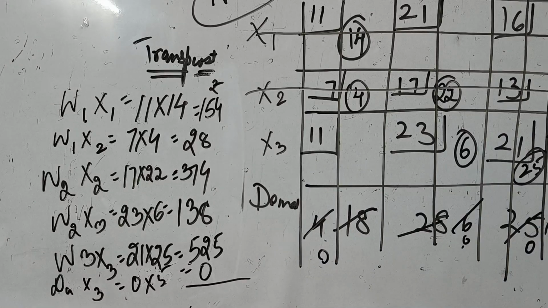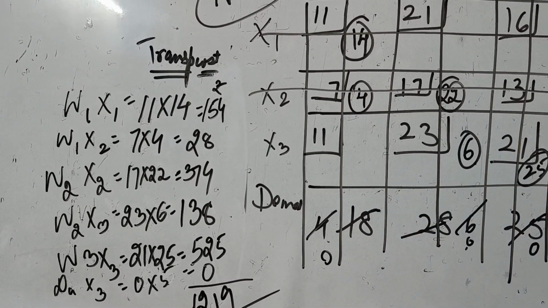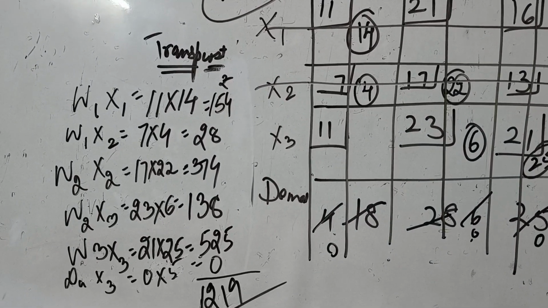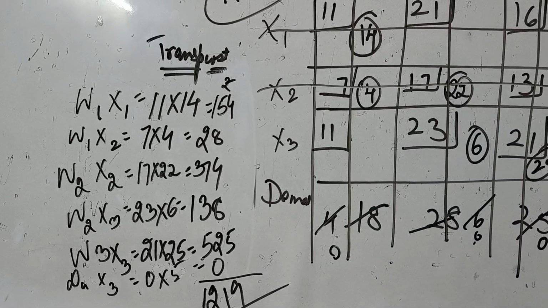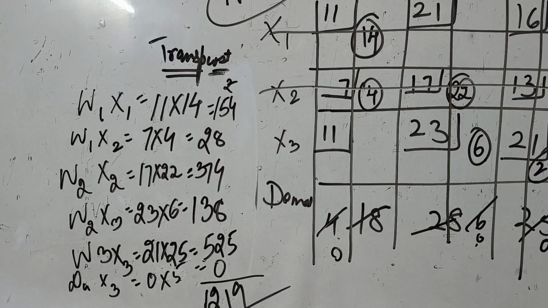Now we will total this out and calculate the total minimum transportation cost, which comes out to be 1219 rupees. So this is how we will calculate the questions with the help of the first method of initial feasible solution, that is the northwest corner method. In the next video, we will see the explanation of the least cost entry method.